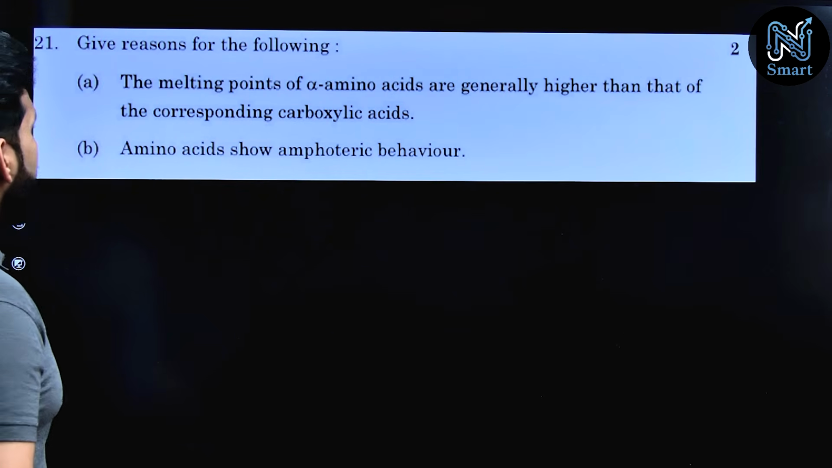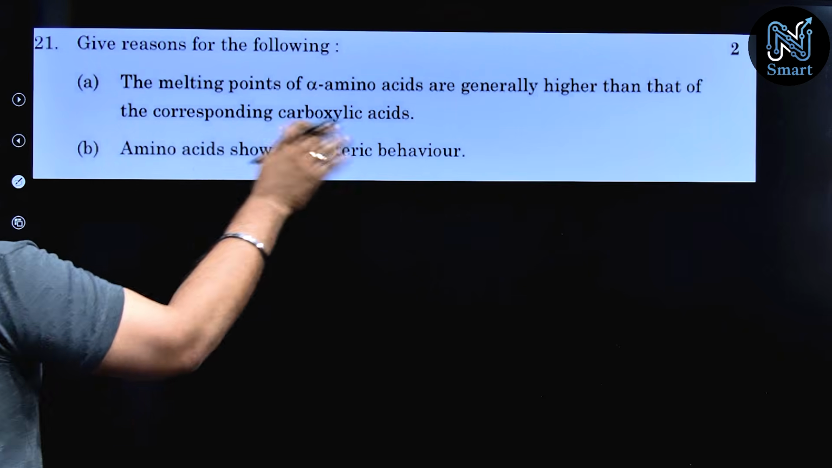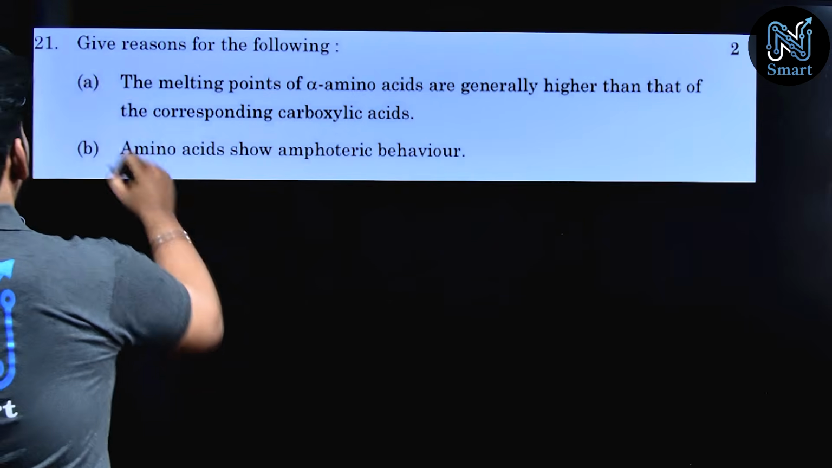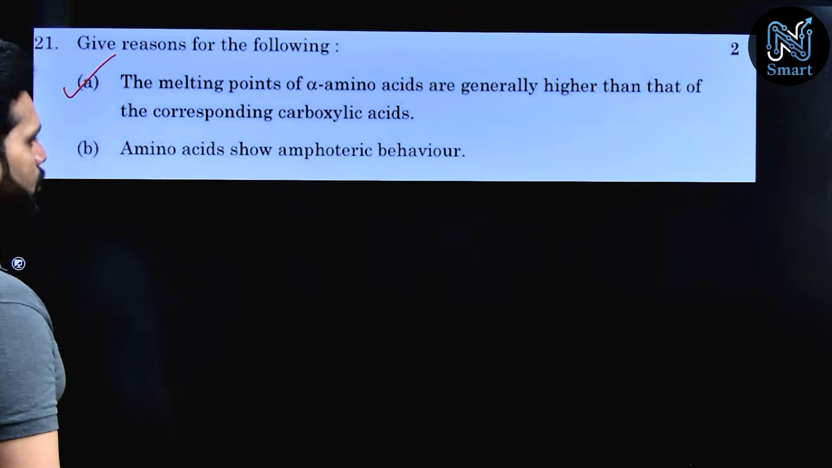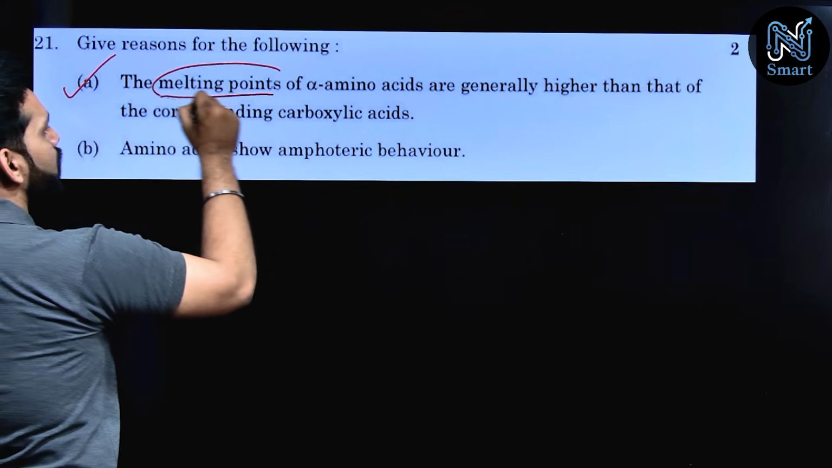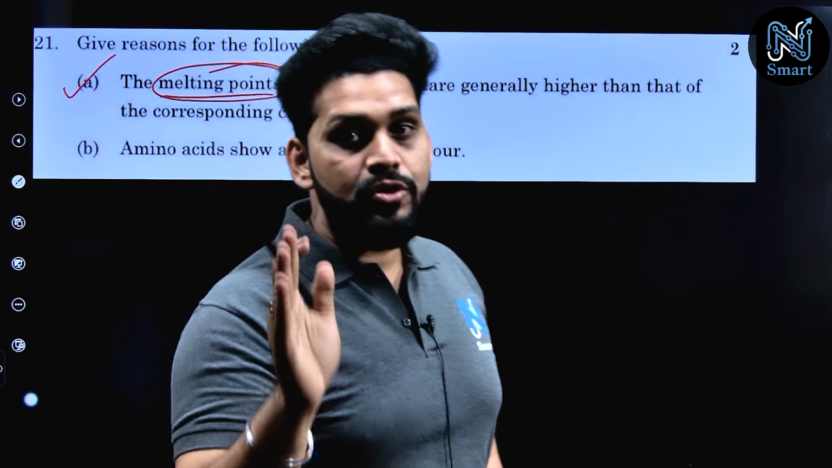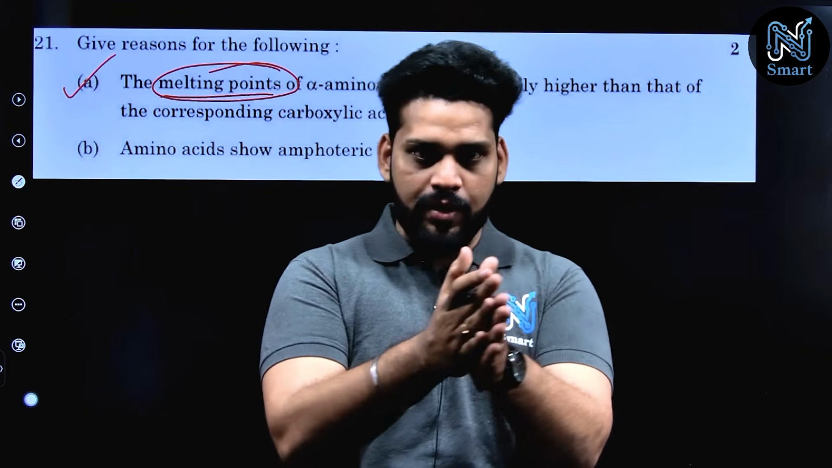Okay, give reasons for the following. The melting point of alpha amino acids is generally higher than that of the corresponding carboxylic acid, and amino acid shows amphoteric behavior. So the first question is coming from hydrogen bonding. The moment you see boiling point, melting point, these related questions, always think about hydrogen bonding there. Okay, see, I'm going to make a clear segregation in your mind, right?